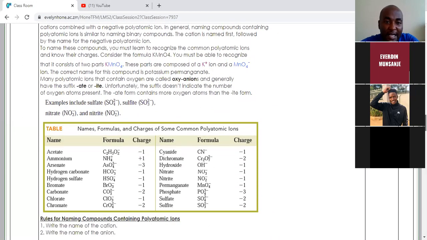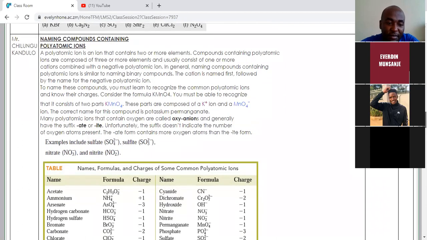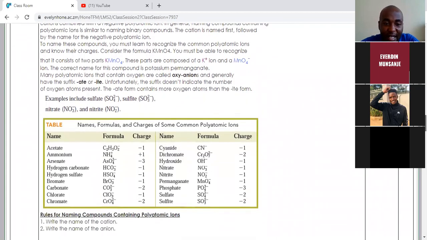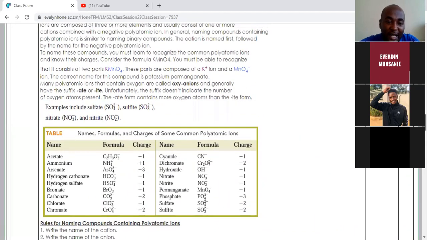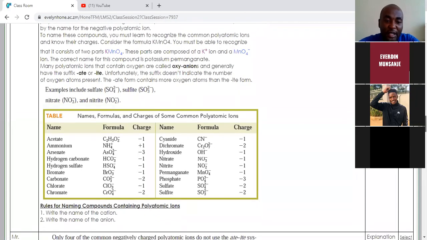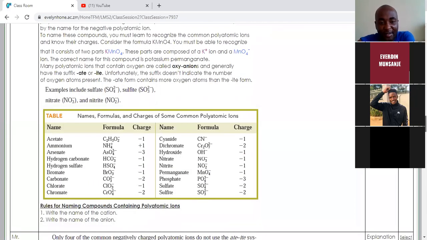The next thing, guys, for us to be able to name these things, we're using polyatomic anions, polyatomic ions, in fact, in this case. So the only one which is positive in this case is ammonium. There's also the hydronium ion, it's also positive. We will meet it when we get to acids, the hydronium ion.